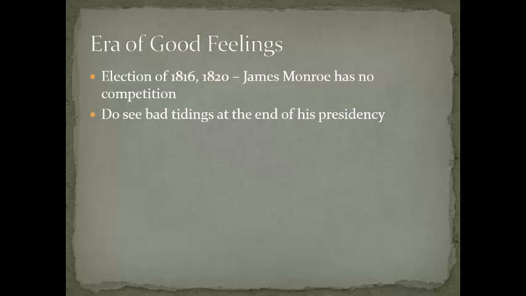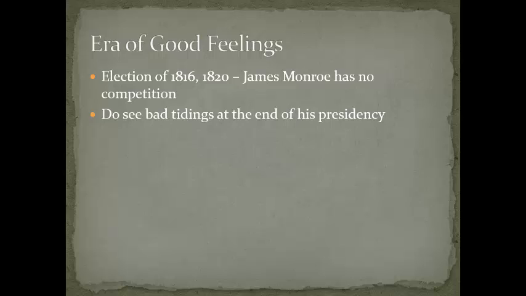You would think that since there's only Republicans left, that they would all get along. He was elected in 1816. He was reelected in 1820. There are no international threats. Generally, it's a time of peace in the United States. But as we near the end of his administration, as we near the end of his 2nd term, we are going to see storm clouds on the horizon.